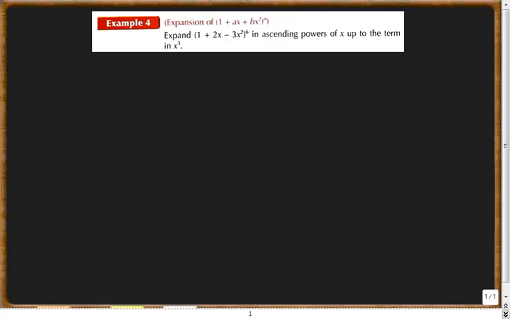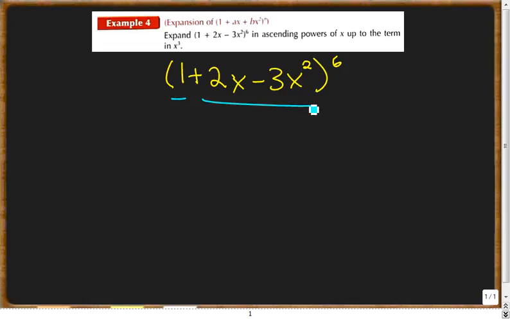Example 4 asks us to expand 1 plus 2x minus 3x squared to the 6th. So how I'm going to choose to deal with this problem is that I'm going to think of this in 2 parts. If you think of this in 3 parts, this is going to get out of control very fast, and we don't really have a theorem to deal with that. Our binomial theorem refers to only 2 terms.